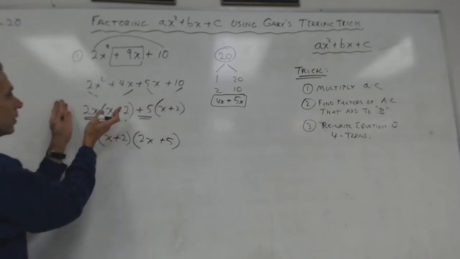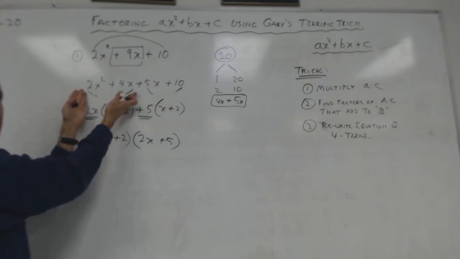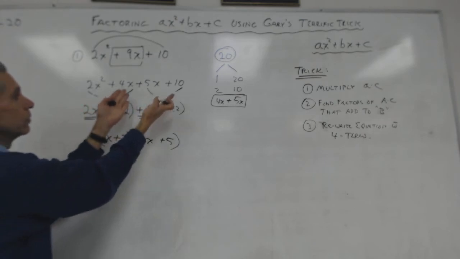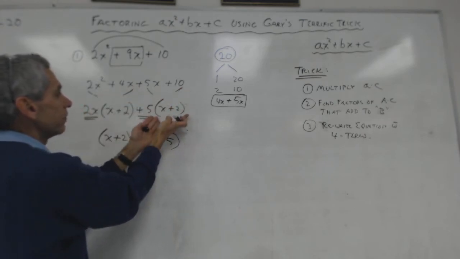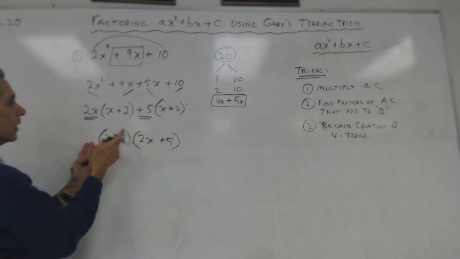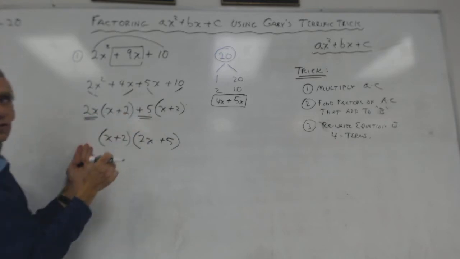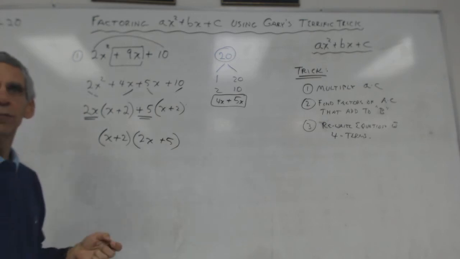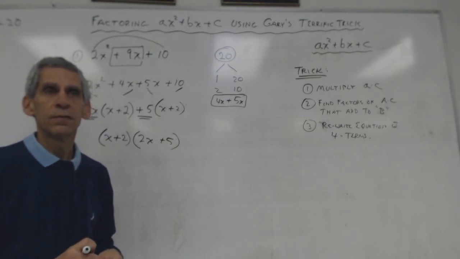I just factored out the greatest common factor out of this, which was 2x, and that gave me x plus 2. Out of this it was 5, that gave me x plus 2. And then I just factored out my blobs of x plus 2, and that gave me my 2x plus 5. You guys remember all these things? Remember how to do the factoring by grouping?